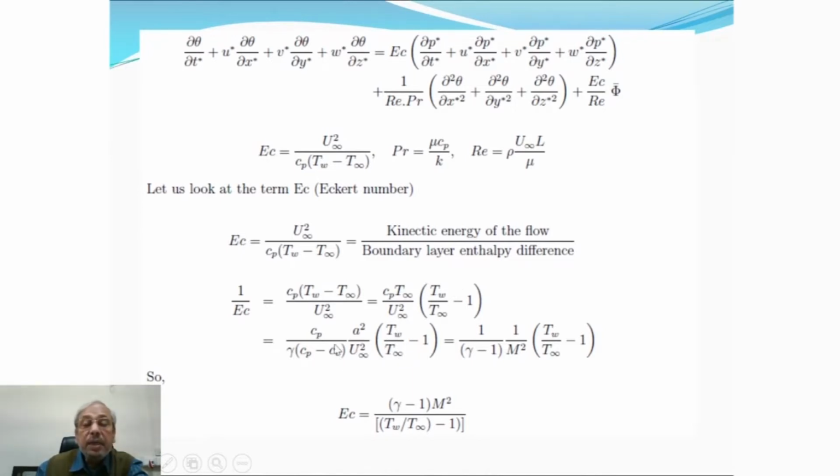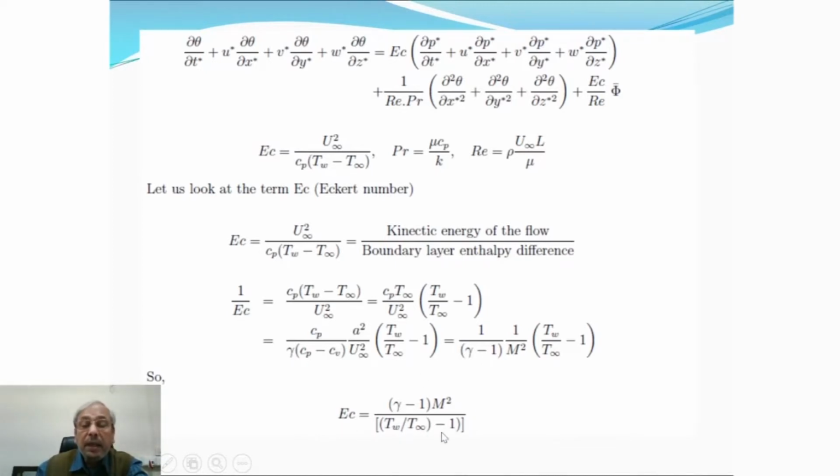Bracketed terms remain the same. And then if we do a little algebra, from here Cp divided by gamma Cp minus Cv, we get 1 by gamma minus 1. And here U infinity square by A square, that means local velocity by local acoustic speed, is the Mach number. So it is 1 by Mach number square. And here we get Tw by T infinity minus 1. So Eckert number is given by gamma minus 1 into Mach number square, Tw by T infinity minus 1.